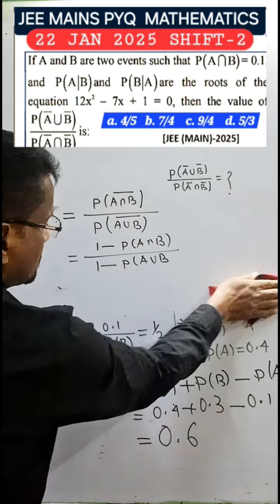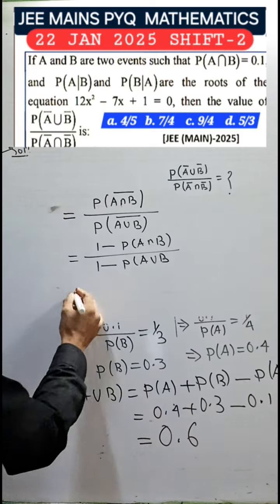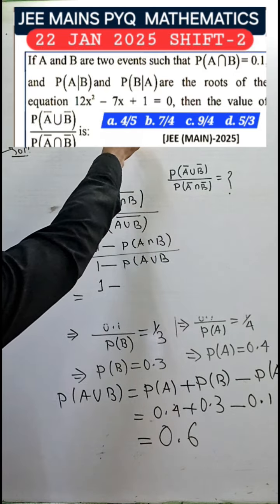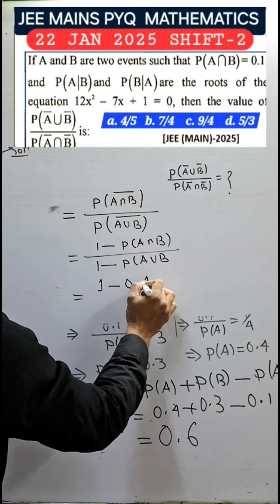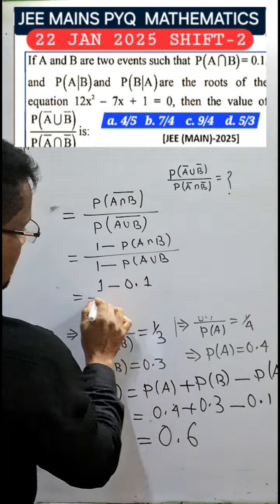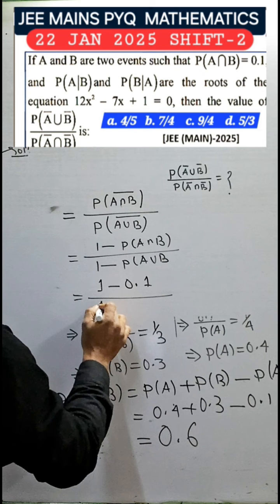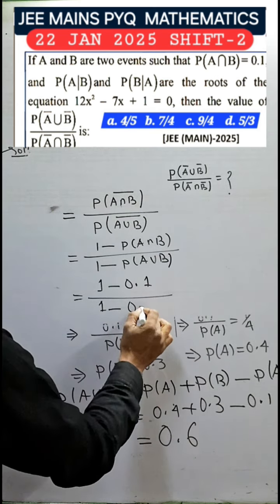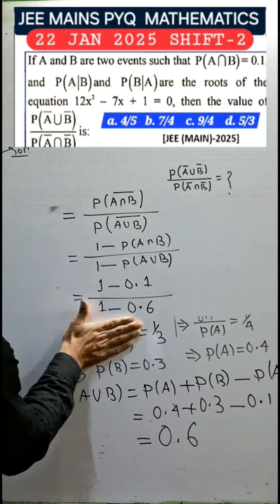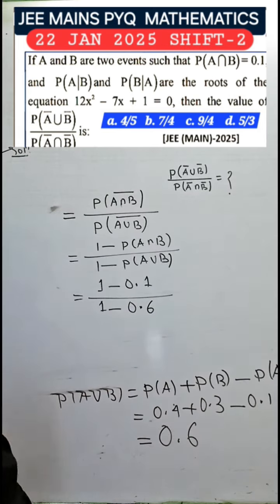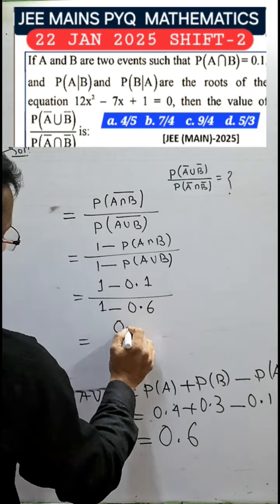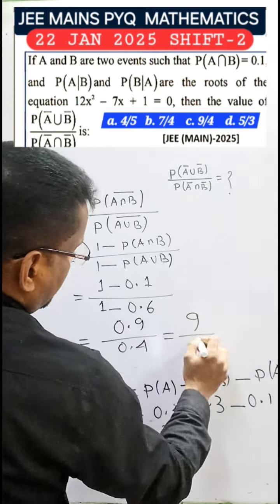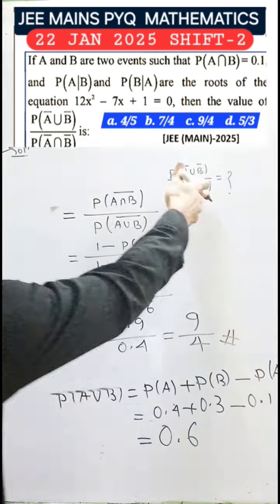Now just put in the values. What you get: 1 minus probability of A intersection B, which in the question is given as 0.1, divided by 1 minus probability of A union B, which is 0.6. So 1 minus 0.1 is 0.9, and 1 minus 0.6 is 0.4, and the value is 9 by 4. This is the value of this ratio.